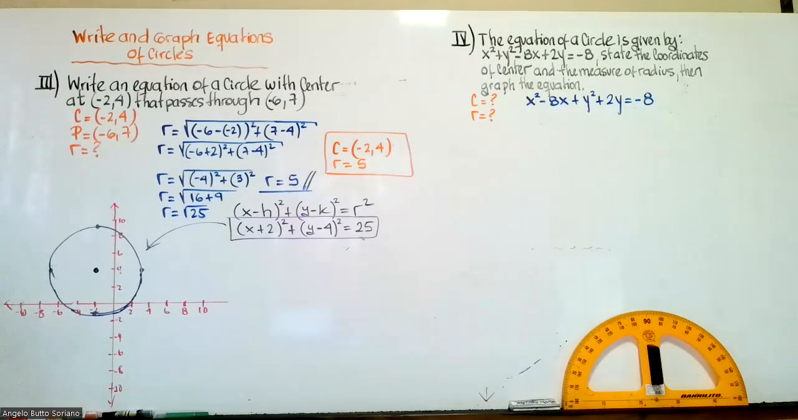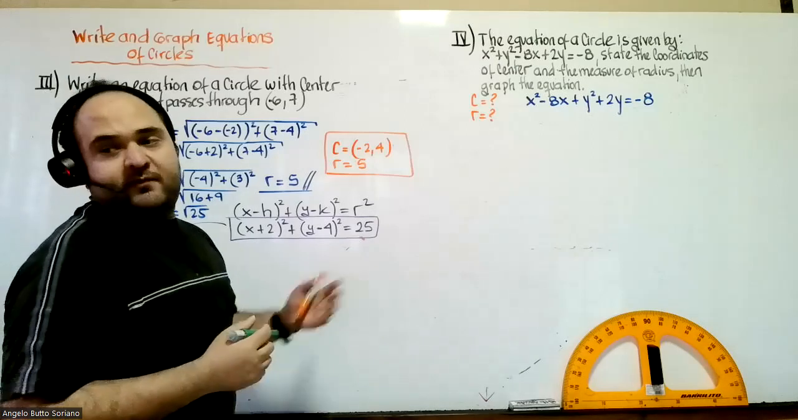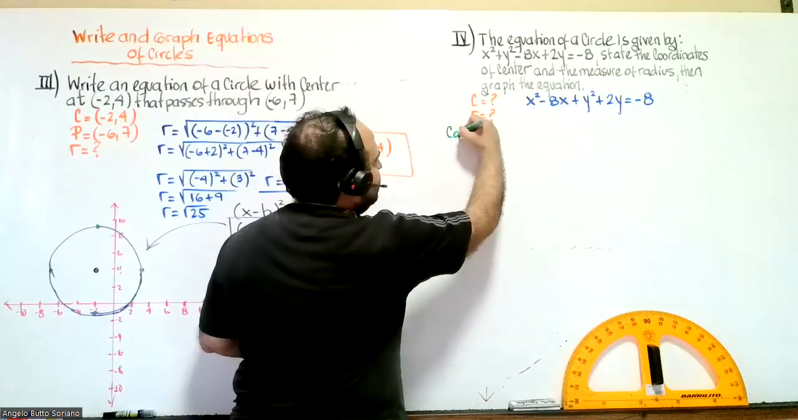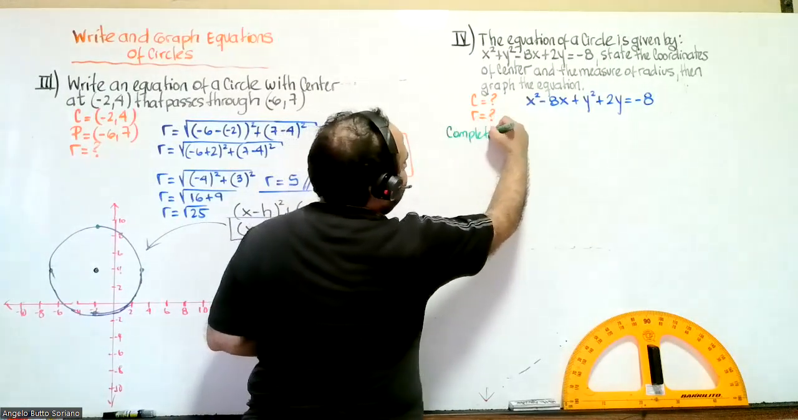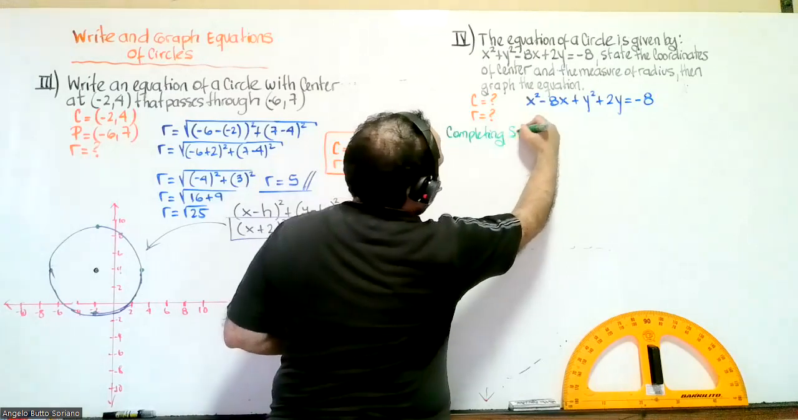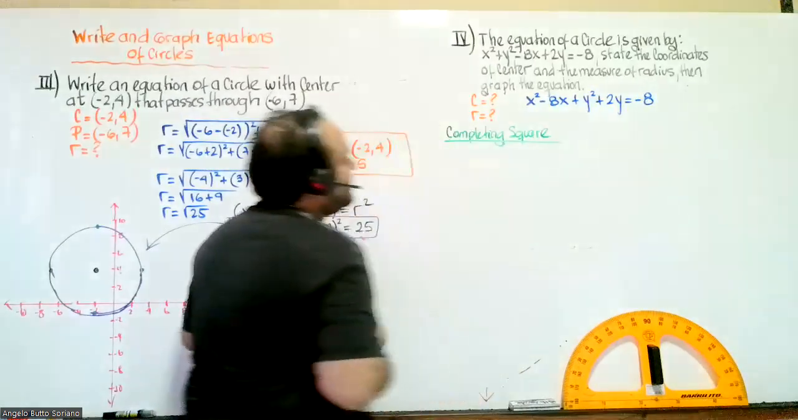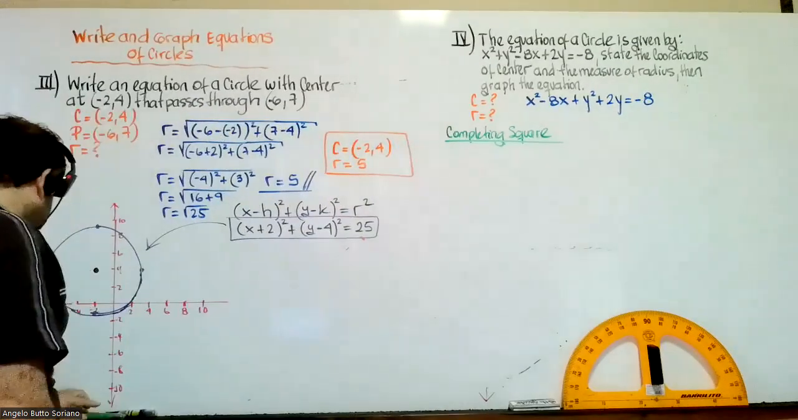Okay, to write this equation into standard form, we really need to apply that completing the square technique. But if you don't remember the completing the square formula, don't worry, I'm going to refresh your memory. The completing the square formula is given by the following equation.